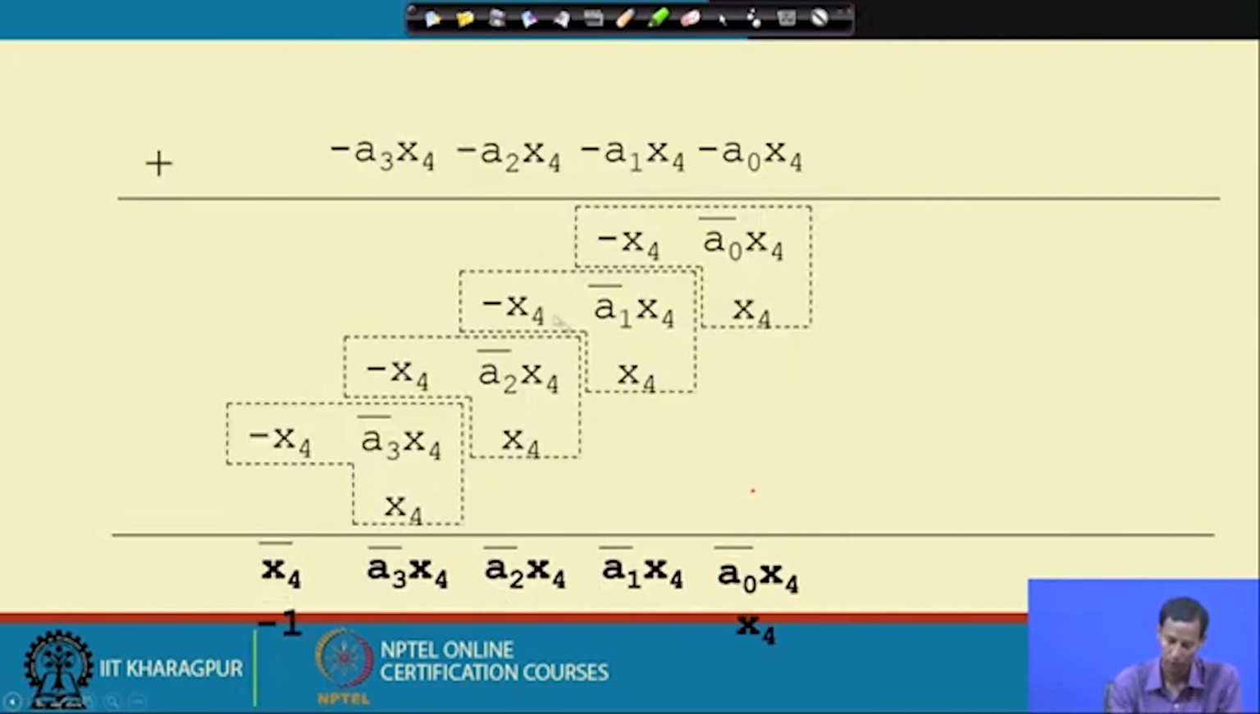Okay. So, in the same way, in this particular equation I can write, or I will come down to this equation, that is A0 bar x4, x4, A1 bar x4, A2 bar x4, A3 bar x4, minus 1. Okay. So, now in that particular equation these values will be replaced. If I replace these values with the sign multiplication, whatever multiples we are getting, what will be the final equation?